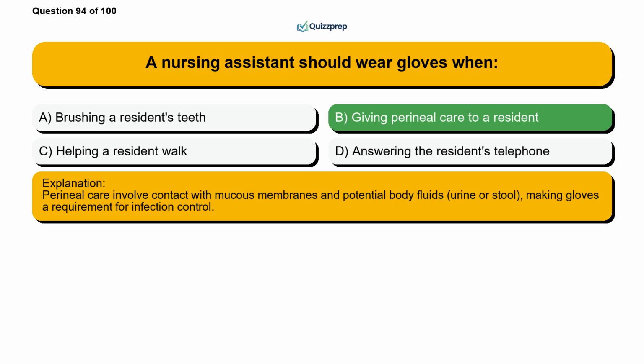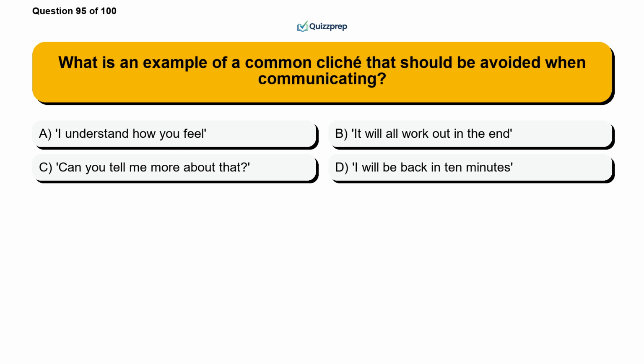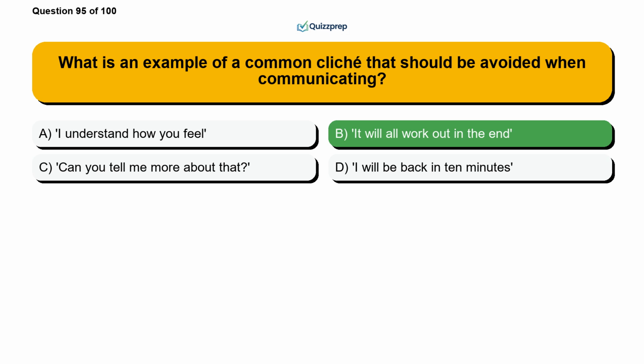control. Question 95. What is an example of a common cliché that should be avoided when communicating? Option A, I understand how you feel. Option B, it will all work out in the end. Option C, can you tell me more about that? Option D, I will be back in 10 minutes. The correct answer is option B, it will all work out in the end.